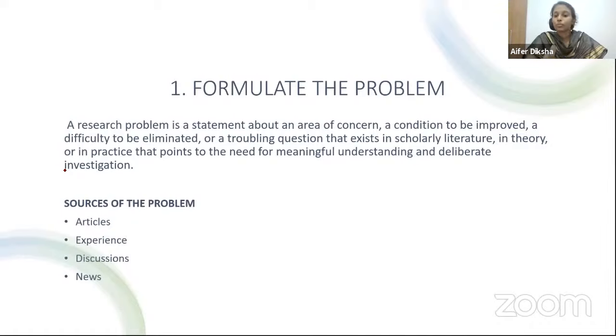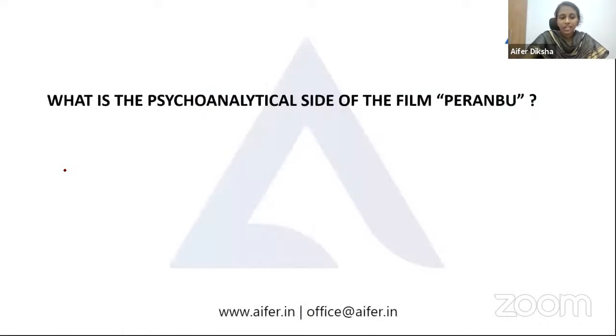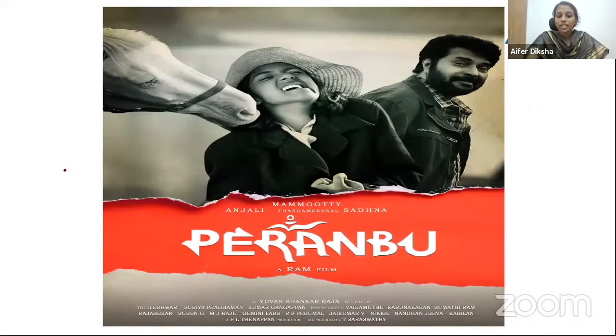I think it's clear about the formulation of the research problem in research. Now, I will just tell you a research problem, which is my own research topic during my post-graduation time. My research question was, what is the psychoanalytical side of the film Peranbu? Peranbu is a Malayalam and Tamil film, and psychoanalysis is a concept in psychology. My field is psychology. So I was interested to study what is the psychoanalytical side of the film Peranbu. It's a very interesting film of a girl who had cerebral palsy. And this was one of my research questions.